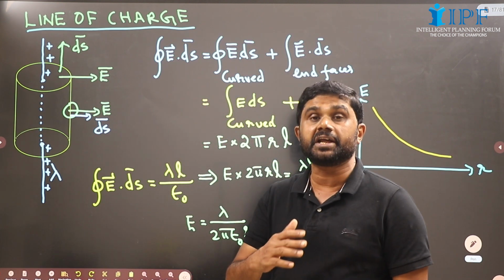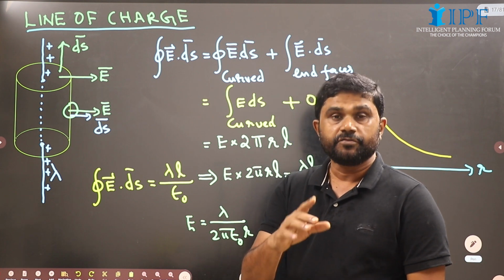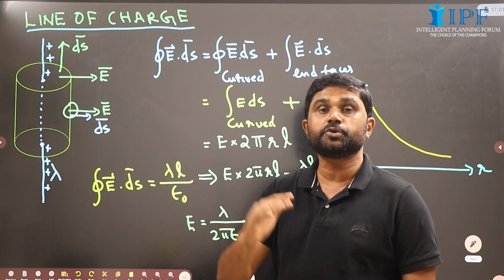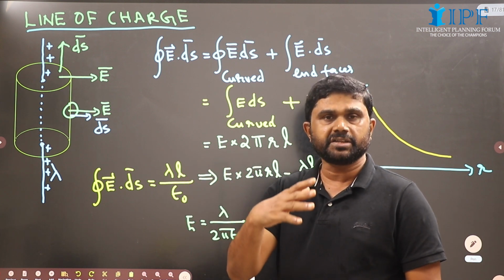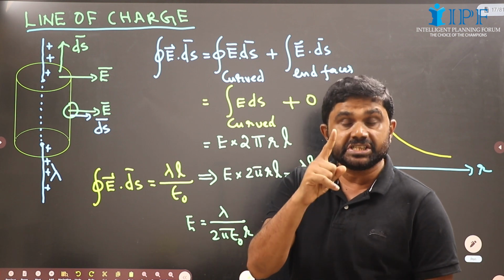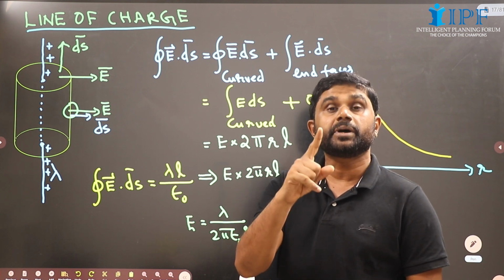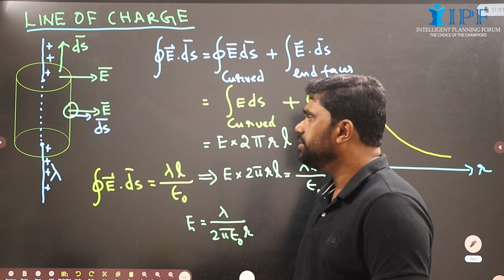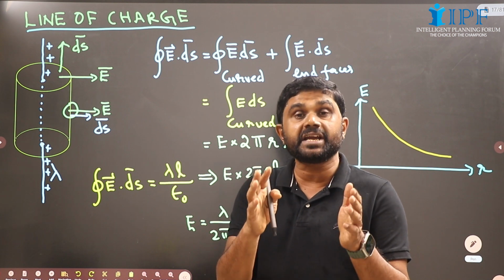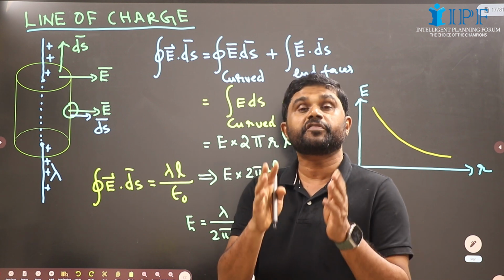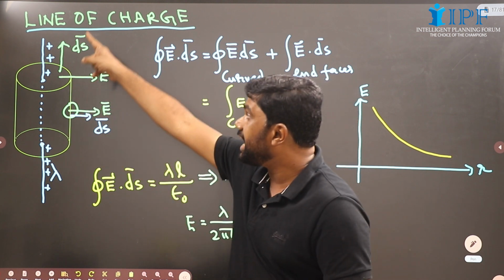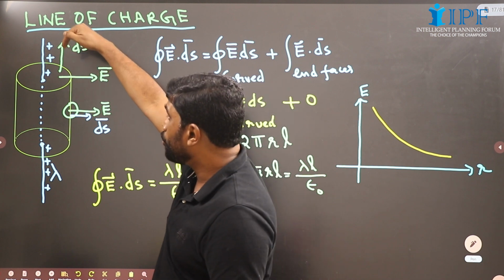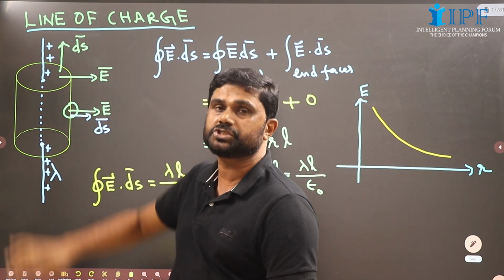This is an infinitely long line of charge with uniform linear charge density lambda, meaning charge per unit length is lambda. We have to find the intensity of electric field due to this line of charge at a perpendicular distance r from the line of charge. For that, we will consider a cylindrical Gaussian surface of radius r with this line of charge as the axis, meaning the line of charge coincides with the axis of this Gaussian surface.